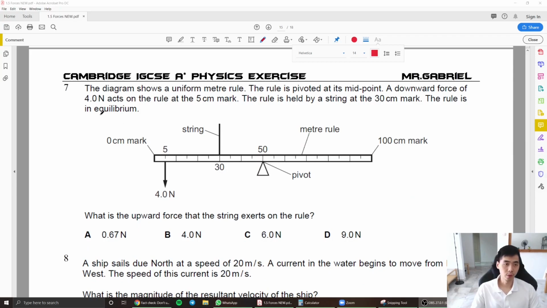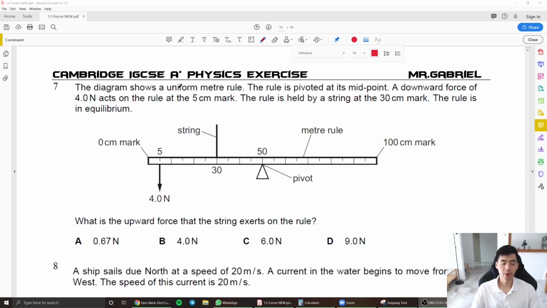Okay, moving onwards with question number 7. The diagram shows a uniform meter ruler. The ruler is pivoted at the midpoint, so this is the pivoting point here. The downward force is 4 newtons, on the ruler at the 5 cm mark here. The ruler is held by a string at the 30 cm mark here. The ruler is in equilibrium.